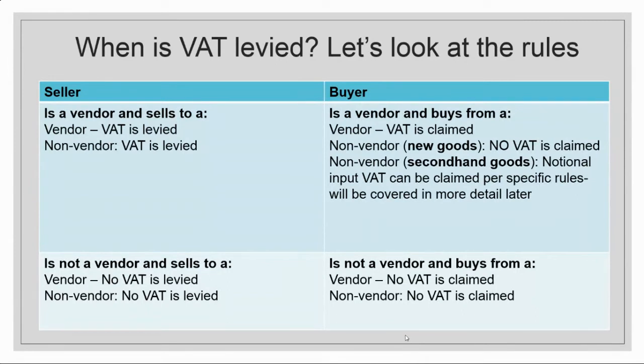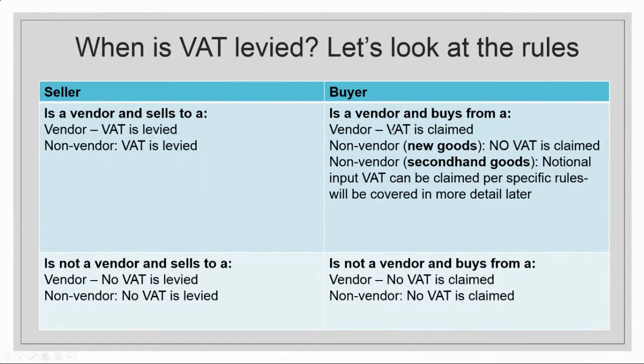So if the seller is a vendor and they sell to a vendor, you have to levy VAT. If they sell to a non-VAT vendor, they also have to levy VAT because they themselves are registered for VAT. If they are not a vendor, so they're not registered for VAT, the seller, they would not levy VAT to a vendor or to a non-vendor. So your amount would not include VAT.